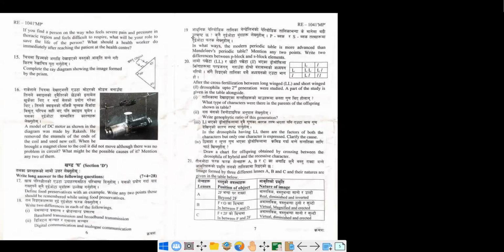What we are given is: define the food preservative with examples. Write any 2 points that should be remembered while using food preservatives. Okay. So food preservatives are those substances त्यस्ता चिजहरू हुन् जसले खानालाई कुहिनबाट जोगाउँछ, that is, a substance that prevents the formation of molds, similarly fungus, bacteria in the food material.